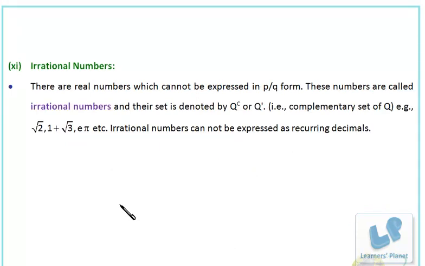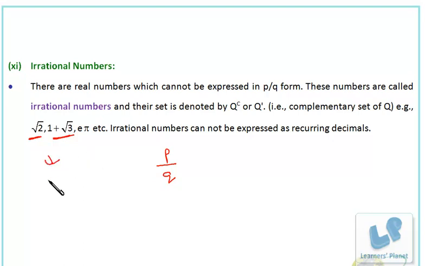And next is irrational numbers. So the numbers which are not rational are irrational, right? The numbers which cannot be expressed in p by q form, we call them irrational numbers. In the case of rational numbers, we discussed that p and q both should be integers, right? But in the case of irrational numbers, the numbers are not integers. Like we can see root 2, 1 plus root 3. These are irrational numbers, right? We cannot represent them in p by q form. So if the numbers cannot be presented in p by q form, we call them irrational numbers.